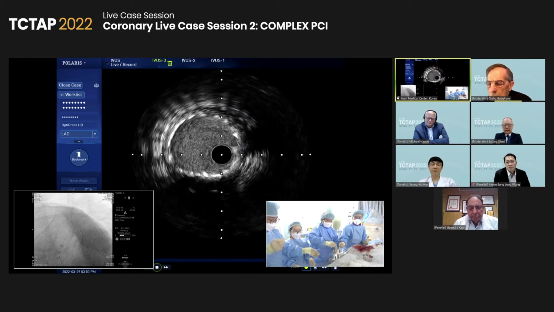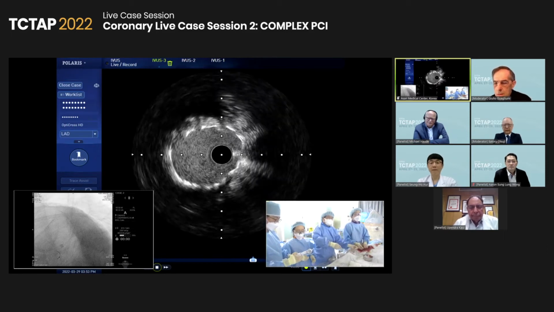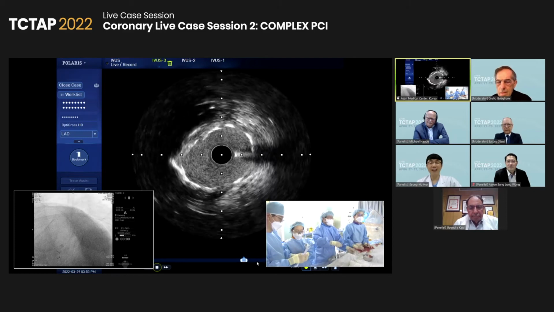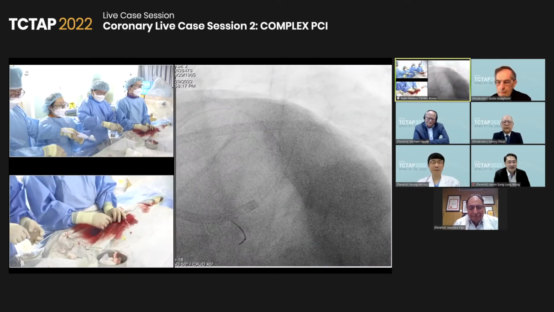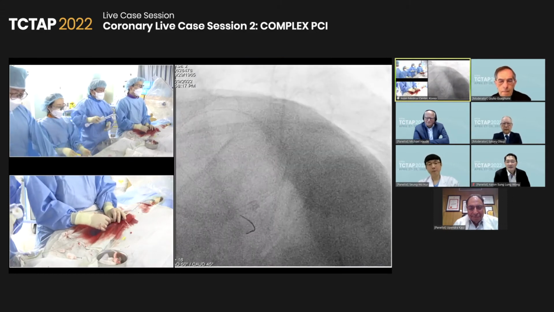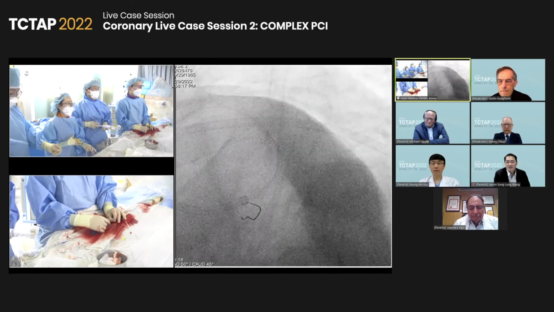What do you think about the results? It seems okay. Looks good, but we need more. Okay. But it's dangerous to apply the 4.0 at the proximal LAD. But this is just for the left main ostium and left main shaft.